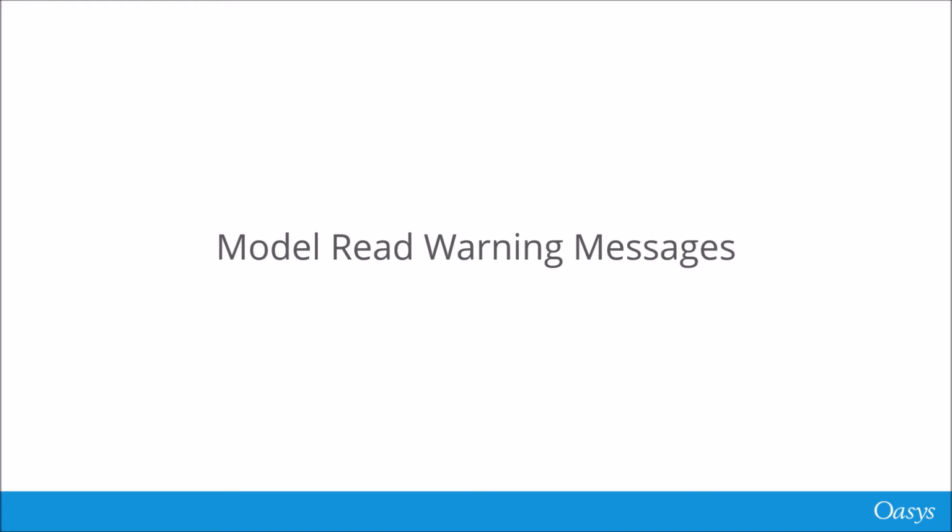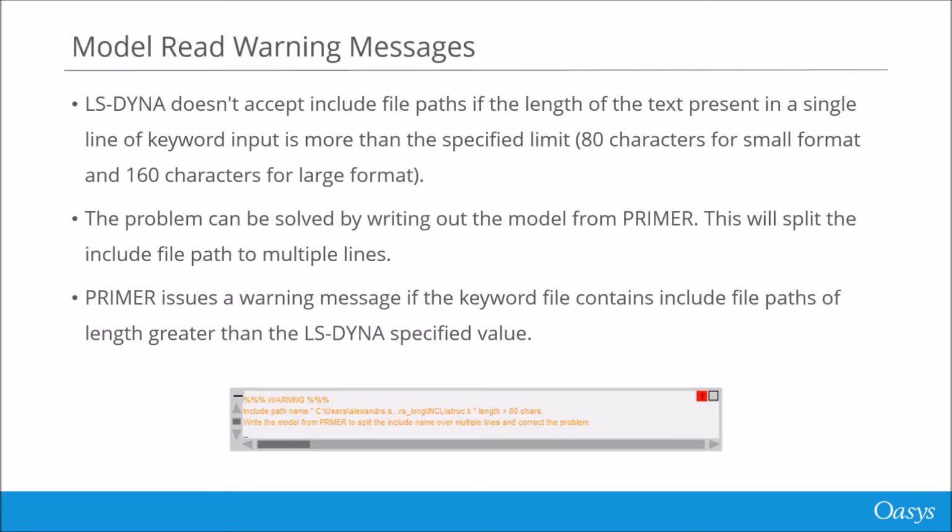So now just a note about model read warning messages. LS-DYNA doesn't accept include file paths if the length of the text present in a single line of keyword input is more than the specified limit. So that's 80 characters for small format and 160 characters for large format. And the problem can be solved by writing the model out from Primer, which will split the include path over multiple lines.